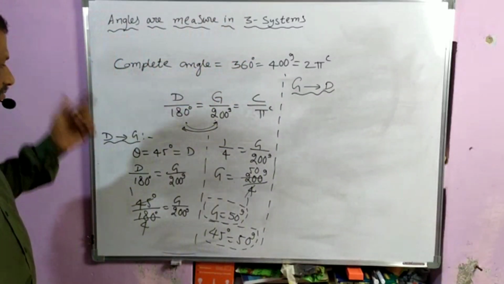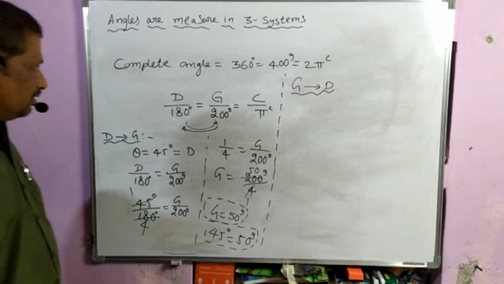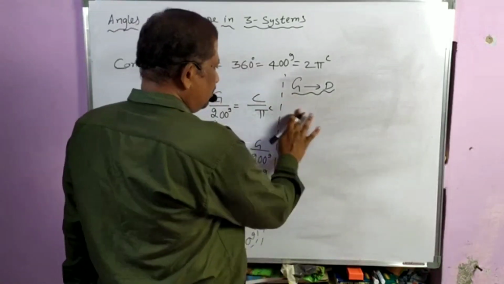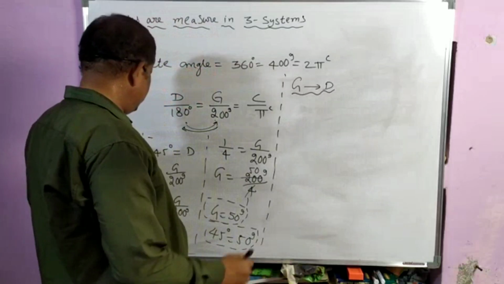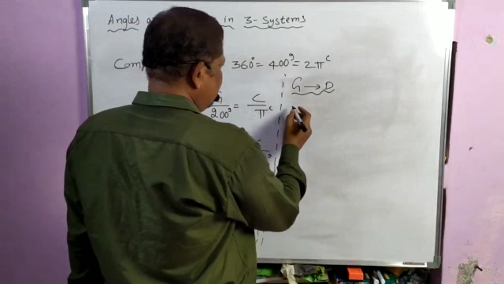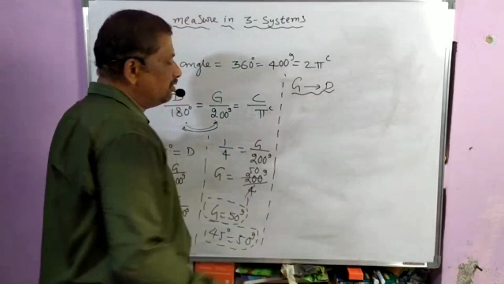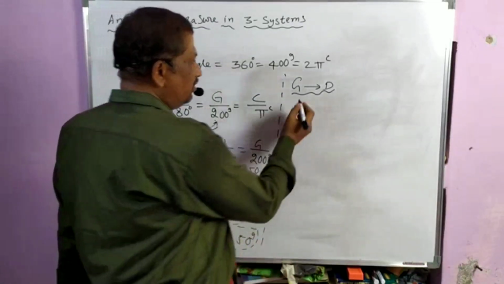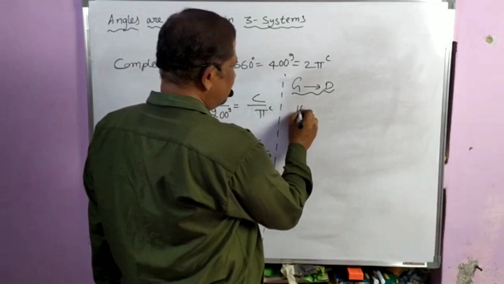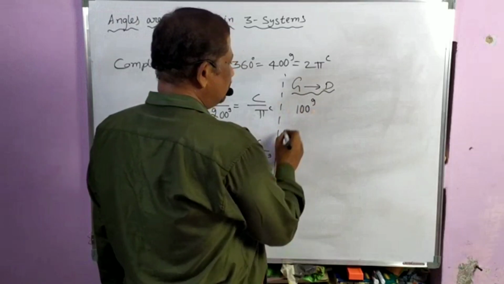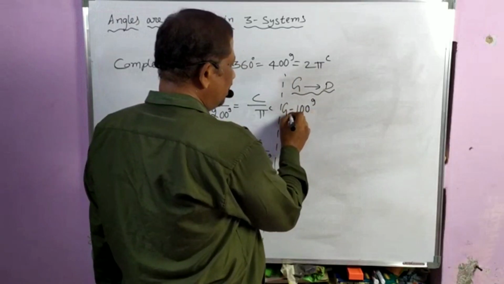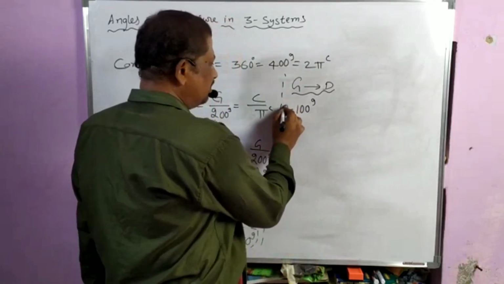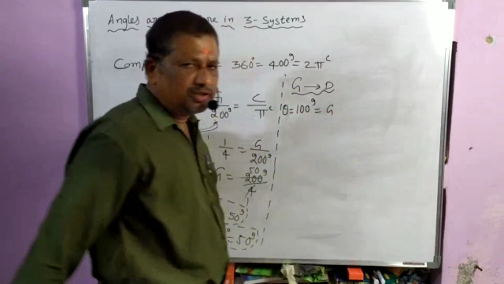Let us consider one more angle. That is, we take some angle, that is 30 degrees. 38, not 30. 30 means somewhat 90. 90 means 100 grades. G is equal to 100 grades. This you have to substitute. Theta is equal to 100 grades. This you have to substitute in the place of G.